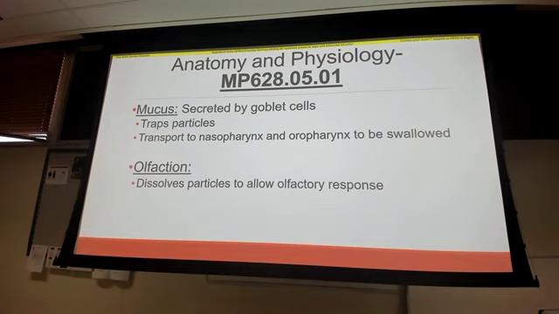And that comes into play with the mucus secretion. So those goblet cells secrete the mucus, and then the olfaction, for our ability to actually smell. So it does have a part of that as well.